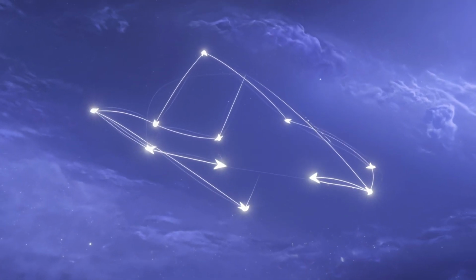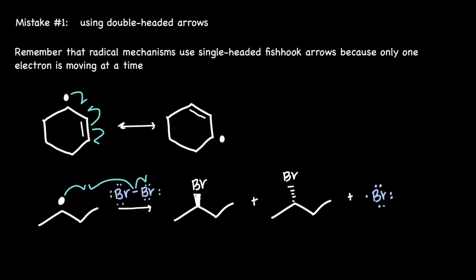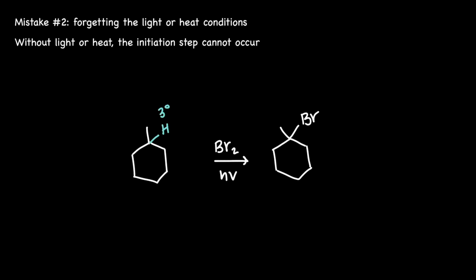Now let's discuss some common mistakes students make. Mistake number 1, using double-headed arrows. Remember that radical mechanisms use single-headed fishhook arrows because only one electron is moving at a time. Mistake number 2. Forgetting the light or heat conditions. Without light or heat, the initiation step cannot occur.